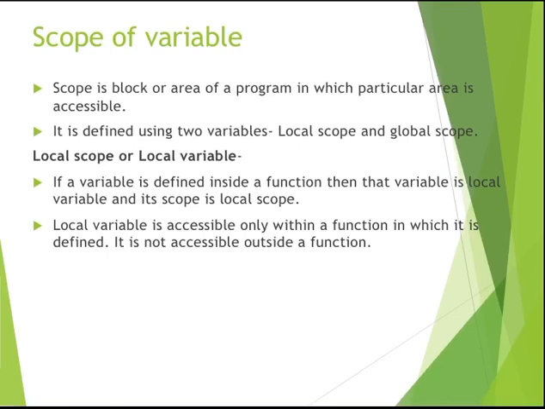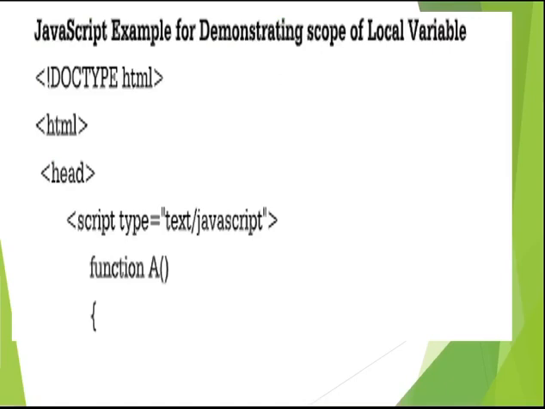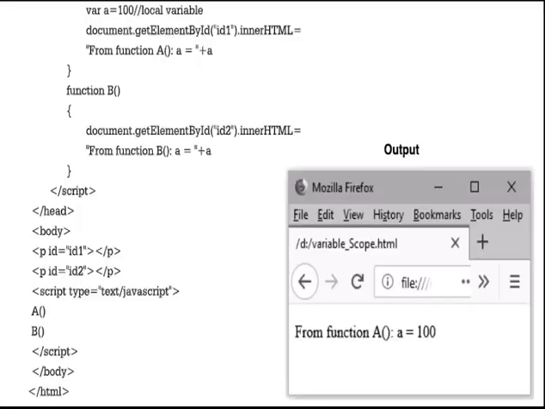First the doctype HTML tag, then HTML, then your head tag, then the script tag, then the function, and the function name is a. Open the curly bracket of the function. Here var a is equal to 100, and in a comment we have written local variable. So this var a = 100 is declared inside function a, so it is a local variable, since it is declared inside the function and it is accessible only within function a.